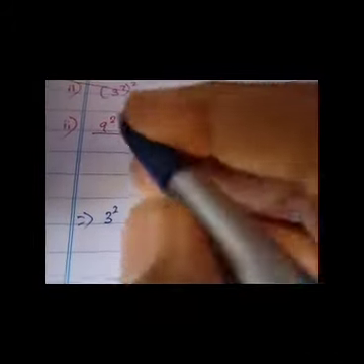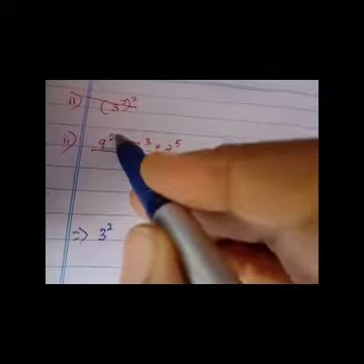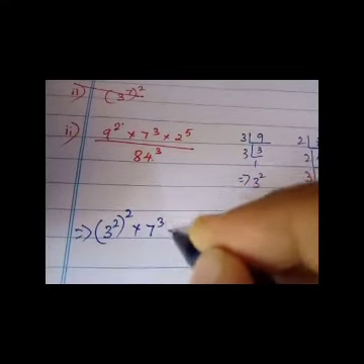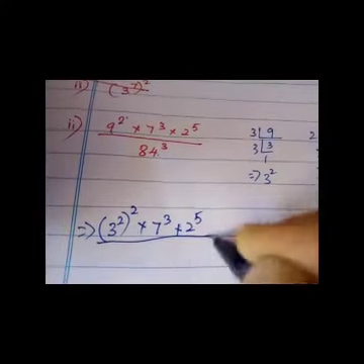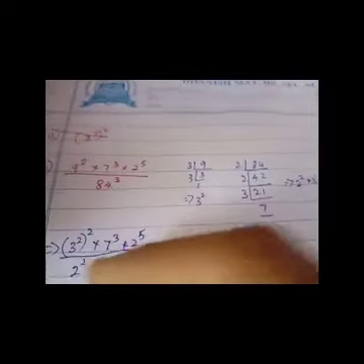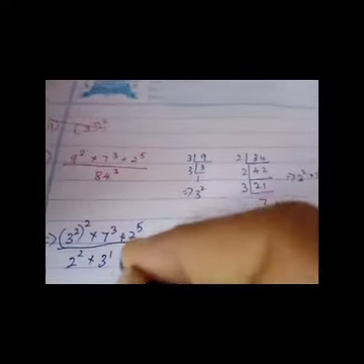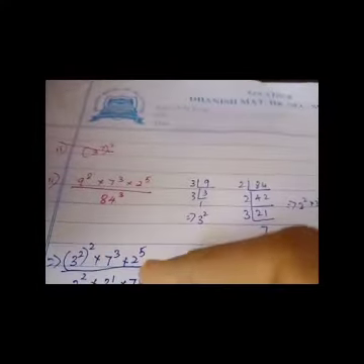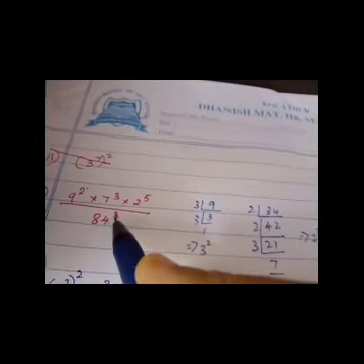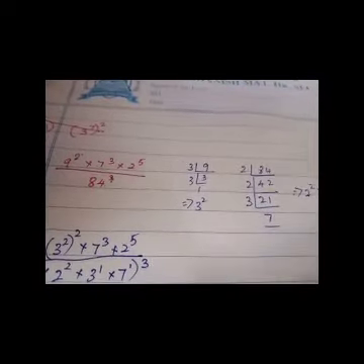Now here write 2 power 2. Already here the 9 power 2 is there, so the whole power 2 into 7 power 3 into 2 power 5. Now here the factors of 84 is 2 power 2 into 3 power 1 into 7 power 1. The whole power here, 84 already they have given the power 3, so write the whole power 3.